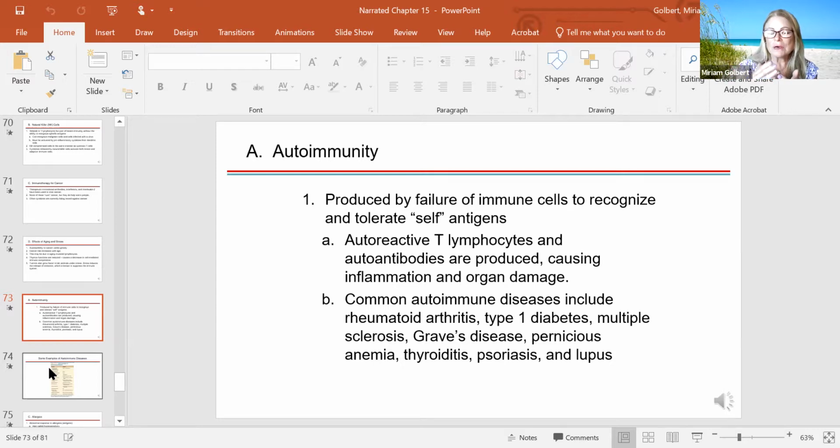Now, for autoimmunity or autoimmune disorders, for some reason, and people don't know why, maybe a stress situation, the immune system starts to attack your own cells. And so some of the more common diseases like that are rheumatoid arthritis, type 1 diabetes, MS, multiple sclerosis, Graves' disease, which is a thyroid condition, pernicious anemia, thyroiditis, psoriasis, and lupus.